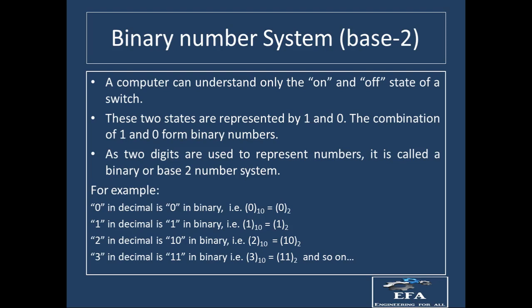For example, 0 in decimal can be represented as 0 in binary itself. 1 in decimal can be represented in binary with the digit 1, so 1 in decimal will be equal to 1 in binary. When you talk about 2, 2 can be represented as 1 0 in binary. Therefore 2 in decimal will be equal to 1 0 in binary with the base 2. Similarly, 3 is represented by 1 1, and so on.